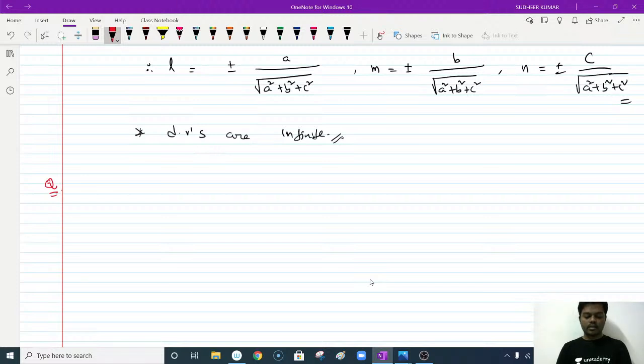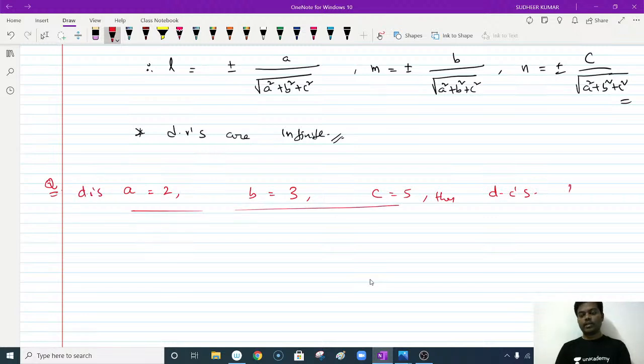If you see the relation between these two, suppose the direction ratios are A equal to 2, B equal to 3 and C equal to 5. These are the DRs of the line. Then the DCs of the line are, so we can substitute in that.